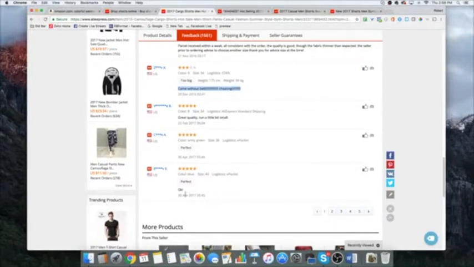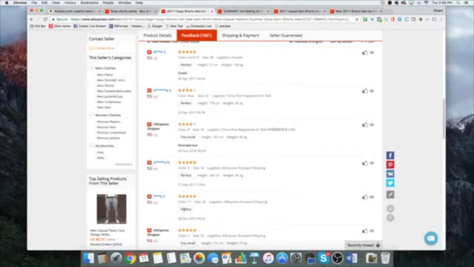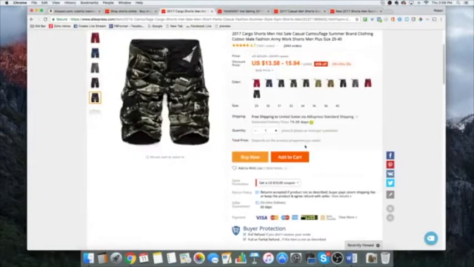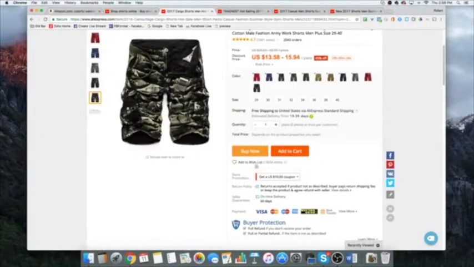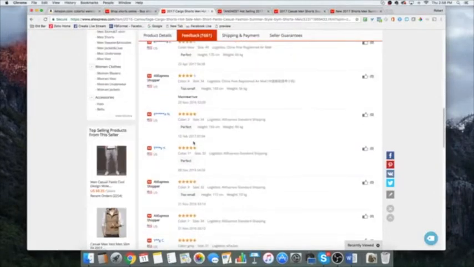Now there are some people that are happy with them, so maybe you'll get some good results for it. A lot of people are saying perfect. So maybe you'll get some good results. I'm not sure. But the fact that there were so many bad results and so many variants, all these sizes and all these colors, I'd probably just start thinking about leaving this product alone.